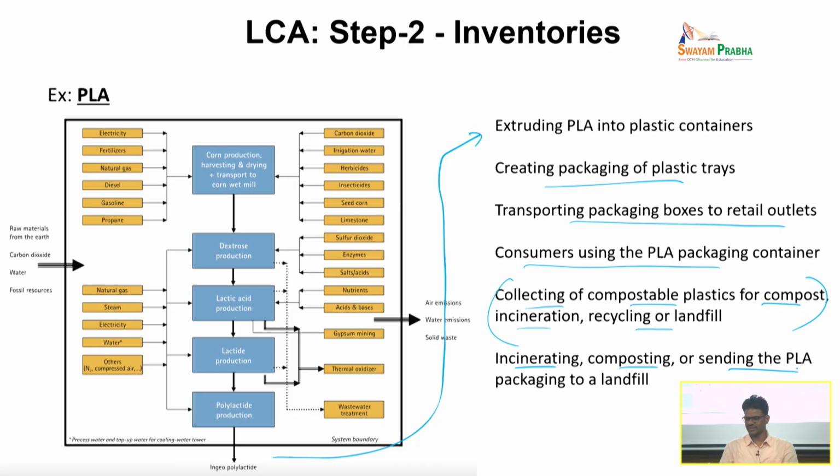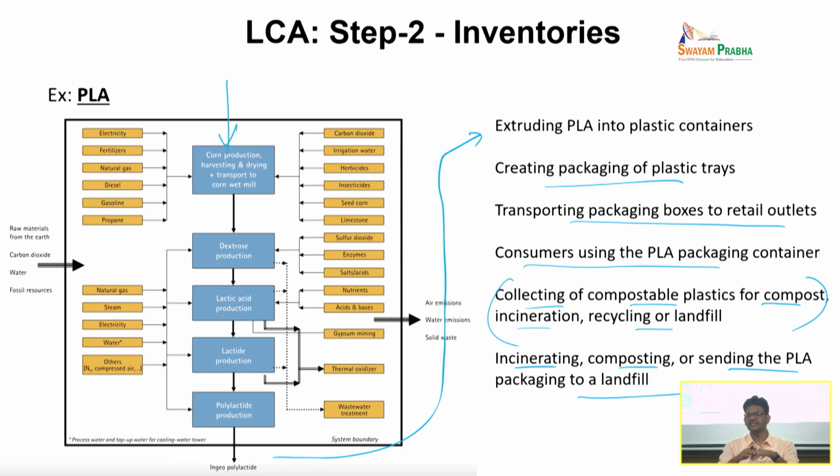Then what do you do with this? Again, you have to transport it to another facility where it can be incinerated or composted or landfilled, whatever it is, right. So, this entire thing is what we call cradle to grave. Cradle is here, where we are producing, and the grave is the final end of life option. In this entire thing, we want to assess the impact.